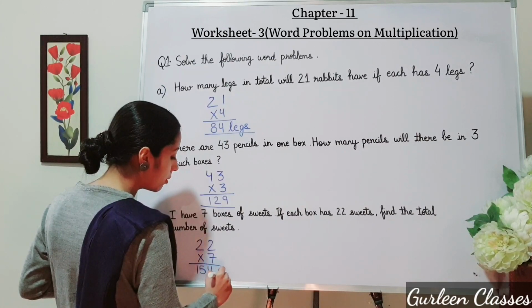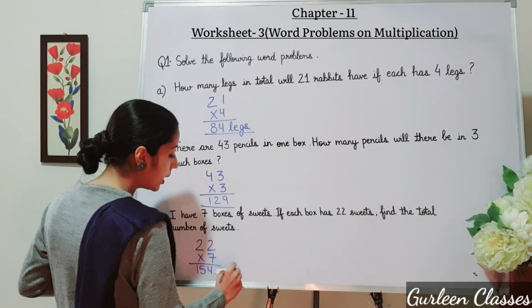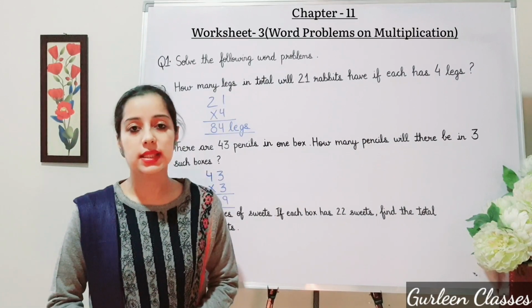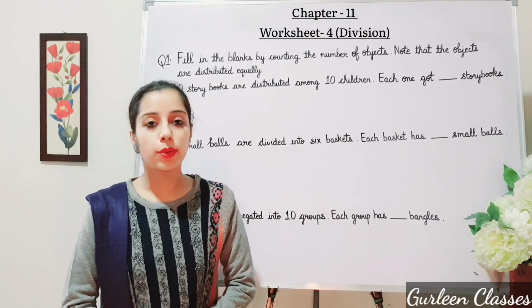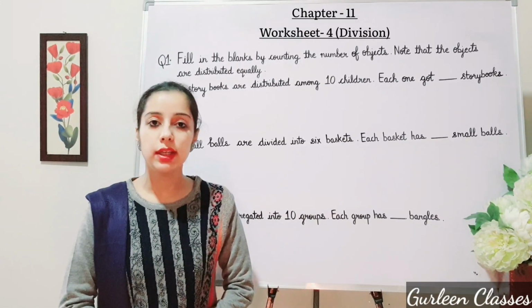So how many number of sweets are there? Total there are 154 sweets. So now worksheet 4. This worksheet is based on division.